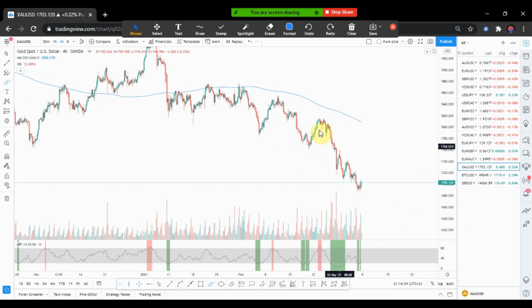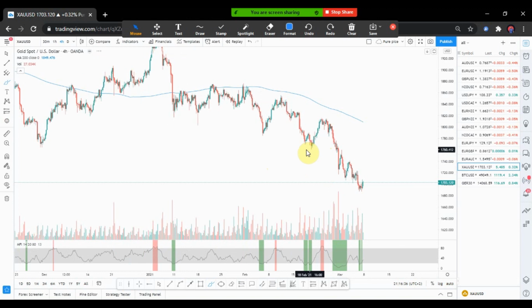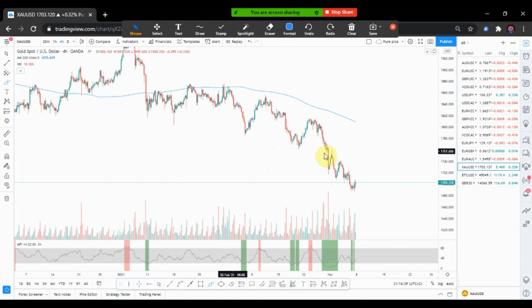So there is nothing to be done here in terms of gold, guys. We should wait for that corrective and then go down.